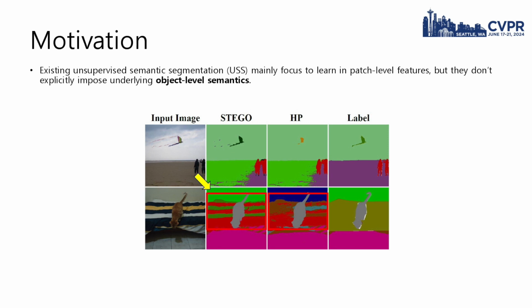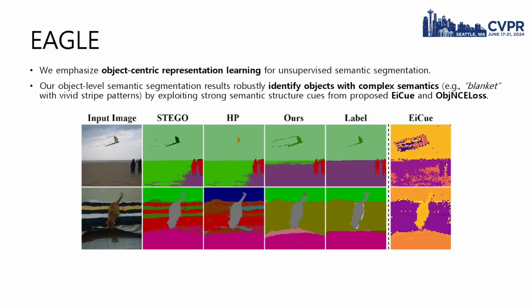Otherwise, complex objects like blankets, with their diverse structures and shapes, could be wrongly segmented into multiple classes or merged with other objects. That's why it's crucial to focus on learning local features that strongly represent object-level semantics. Therefore, we emphasize learning object-centric representation for USS. Our object-centric representation learning for USS aims to capture such object-level semantics.